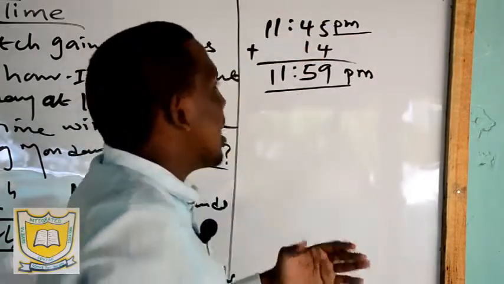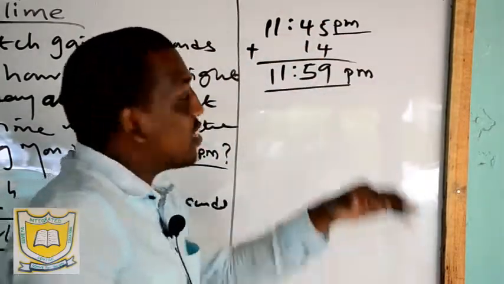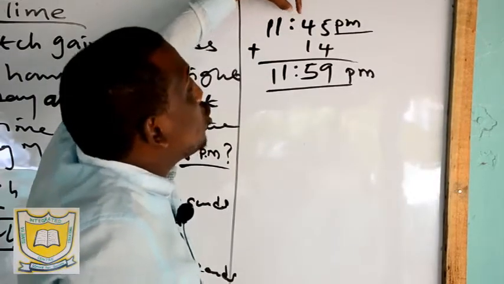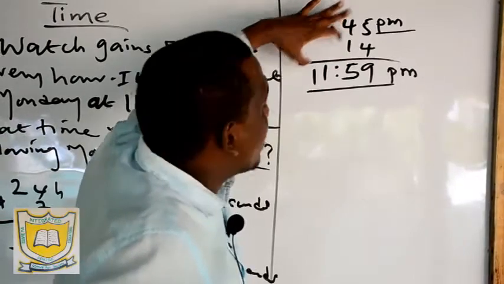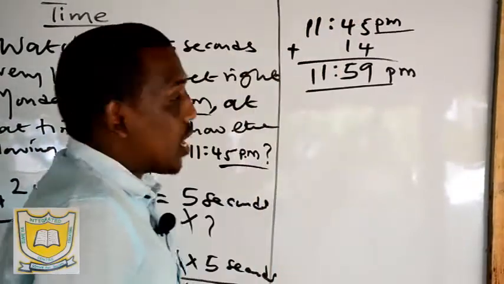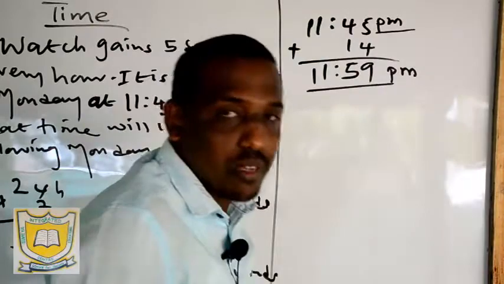So it will show 11:59. It has gained 14 minutes now. Instead of the watch showing 11:45 p.m., it showed now 11:59. Why? It has gained 14 minutes now. In 7 days it gained 14 minutes.